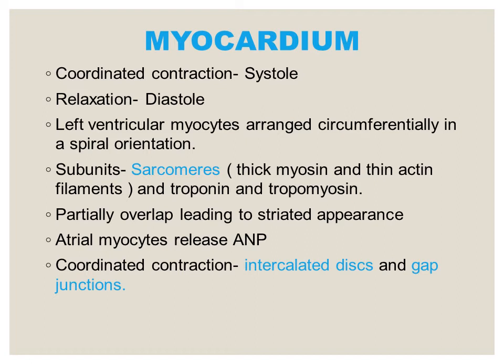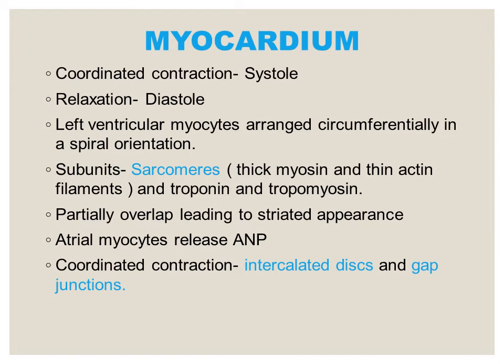So the ventricular myocytes are composed of a series of subunits that are referred to as the sarcomeres, and the sarcomeres are comprising of the thick myosin and the thin actin filaments and the regulatory proteins that are referred to as the troponin and the tropomyosin. So these myosin and the thin actin filaments partially overlap on one another, leading to the striated appearance of the cardiac myocytes. So this is the basic structure of the cardiac myocytes.